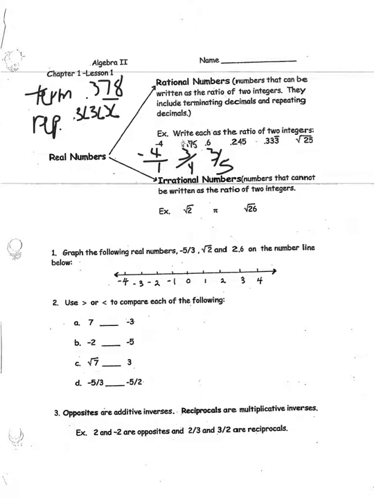0.245, we could write as 245/1,000. 0.333 repeating would be 1/3, and the square root of 25 we could write as 5/1. Irrational numbers are numbers that cannot be written as the ratio of two integers, and we have three examples there.